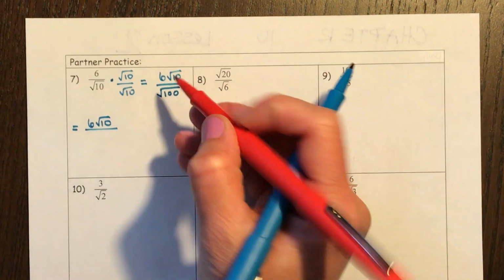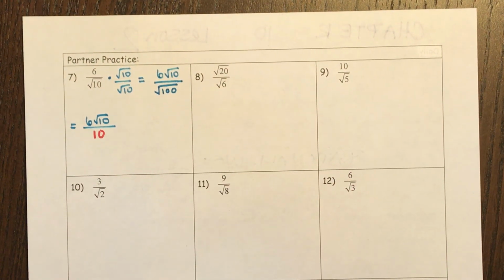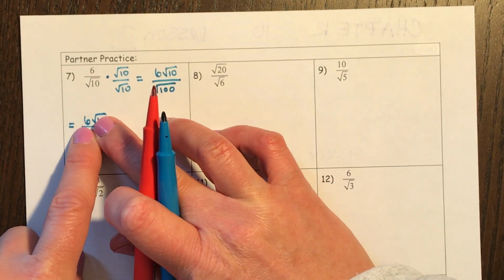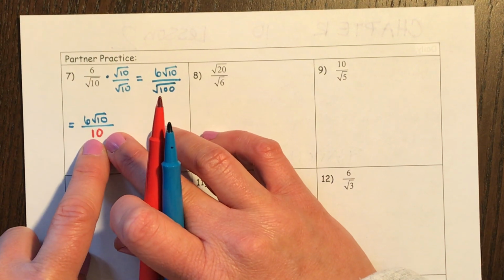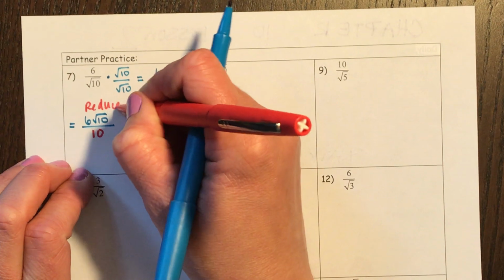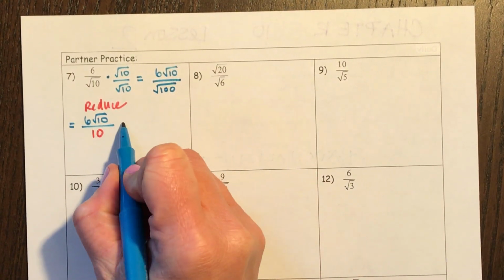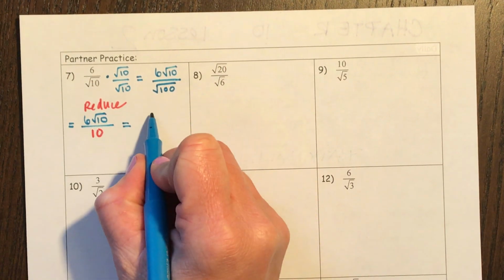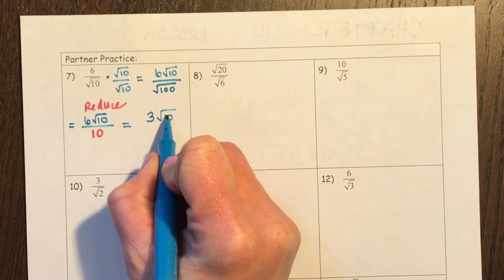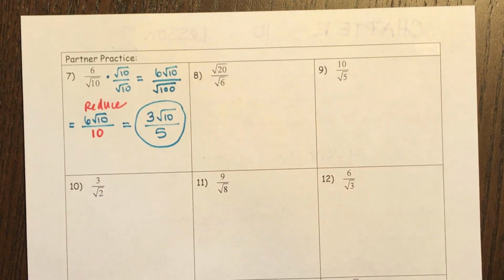Now for the numerator, my 6 radical 10, I'm going to have that stay as it is. And my square root of 100 is really 10. Now I have a 6 that's outside of the radical, a 10 that's outside of the radical. If you can reduce, make sure you do that. 6 and 10 are both even, so I'm going to reduce by dividing the 6 by 2 and the 10 by 2. And this would be your correct fraction.